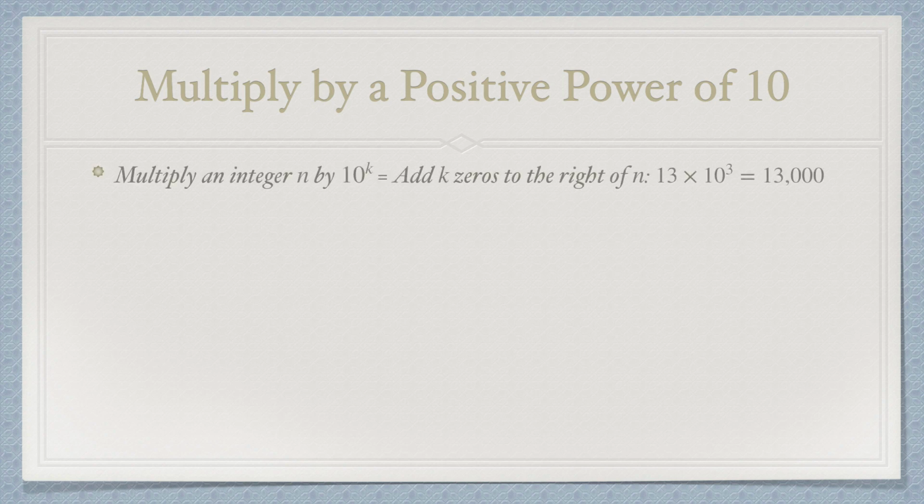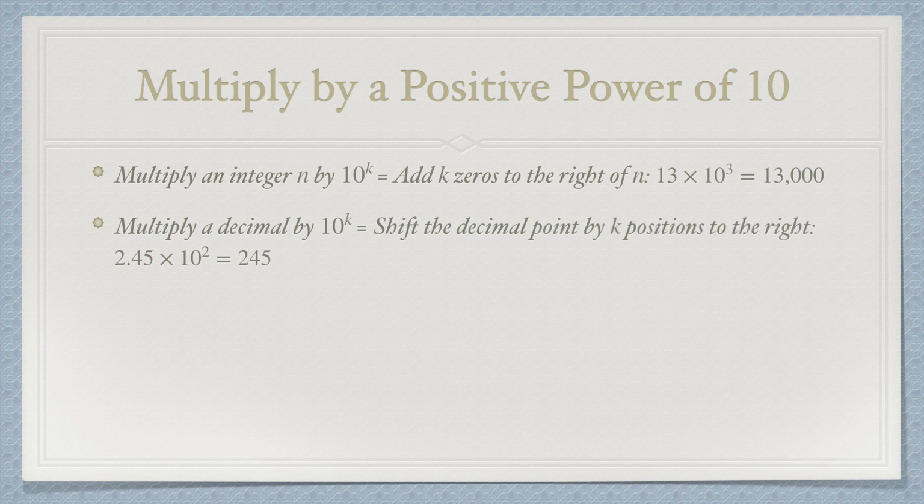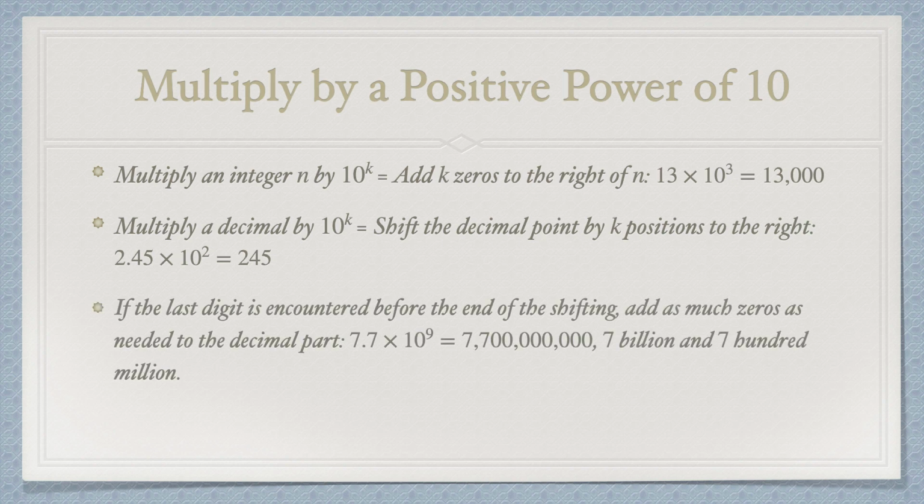Multiplying an integer n by 10 to the power k is adding k zeros to the right of n. For instance, 13 multiplied by 10 to the power 3 is 13,000. Multiplying a decimal by 10 to the power k is shifting the decimal point by k positions to the right. For instance, 2.45 times 10 to the power 2 is 245.